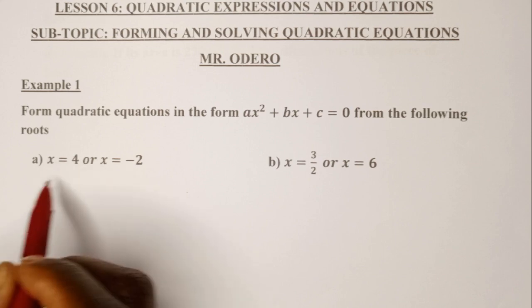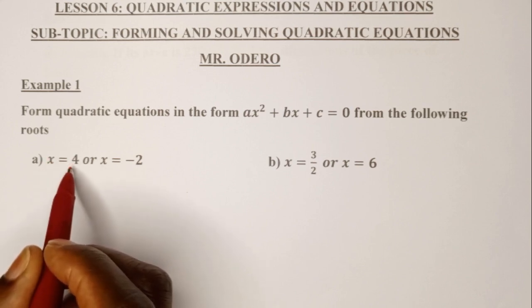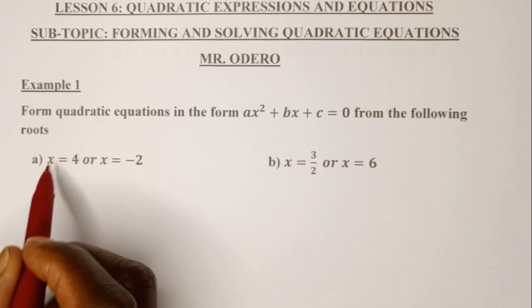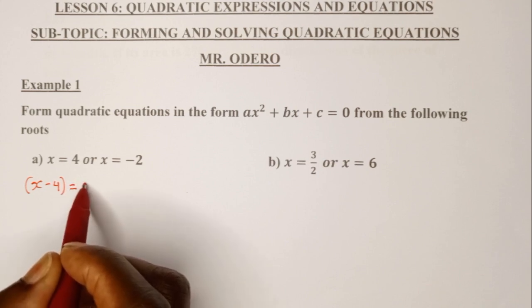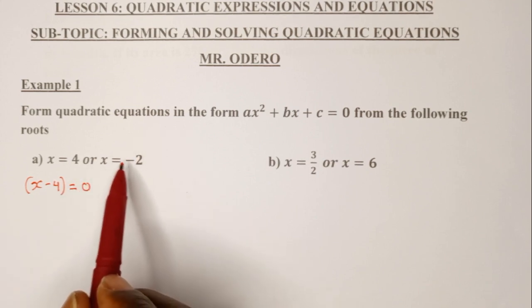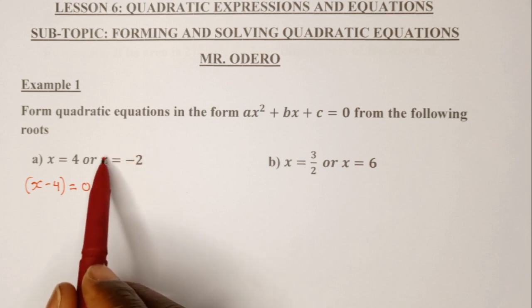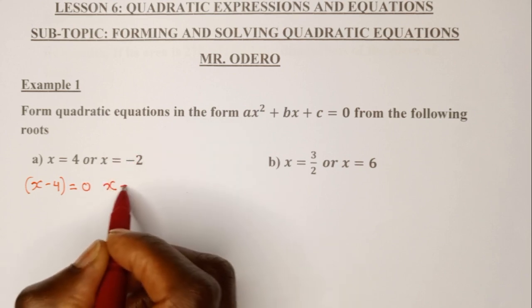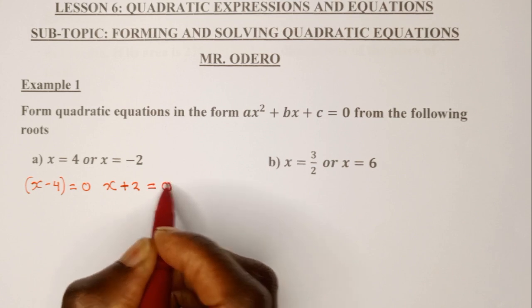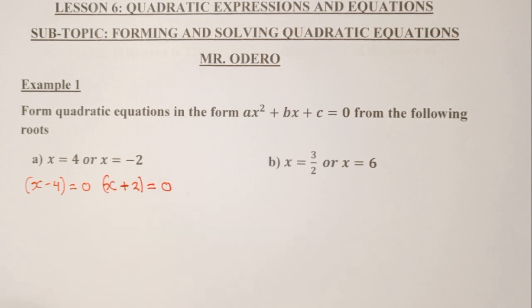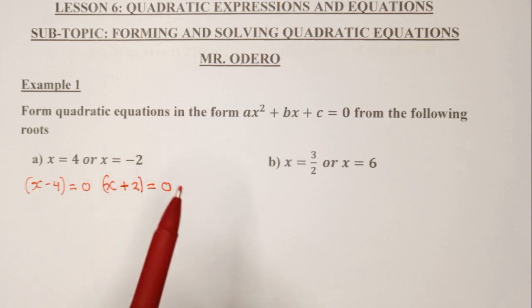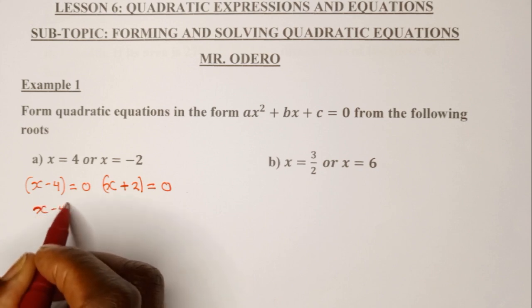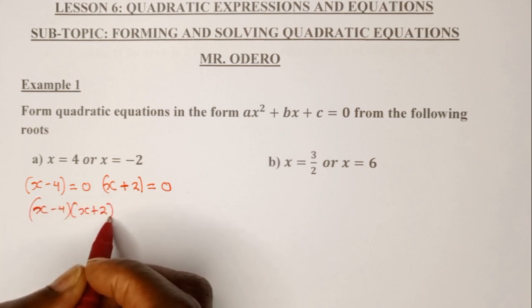So what we do, we take this one, x equals 4, take 4 to the other side, it is positive, it will be negative, so you'll have x minus 4 equals 0. Then this one, take this negative to the other side, you'll have x plus 2 equals 0. So you can put them under brackets. Then you multiply this one with this one, then you equate them to 0. So you'll have x minus 4 multiplied by x plus 2 equals 0.